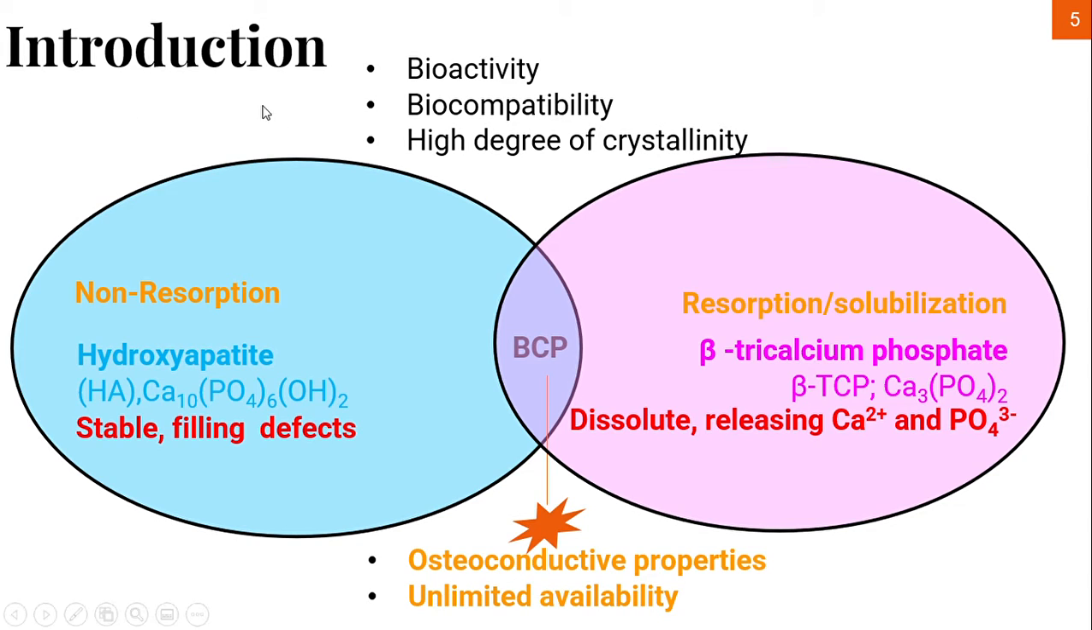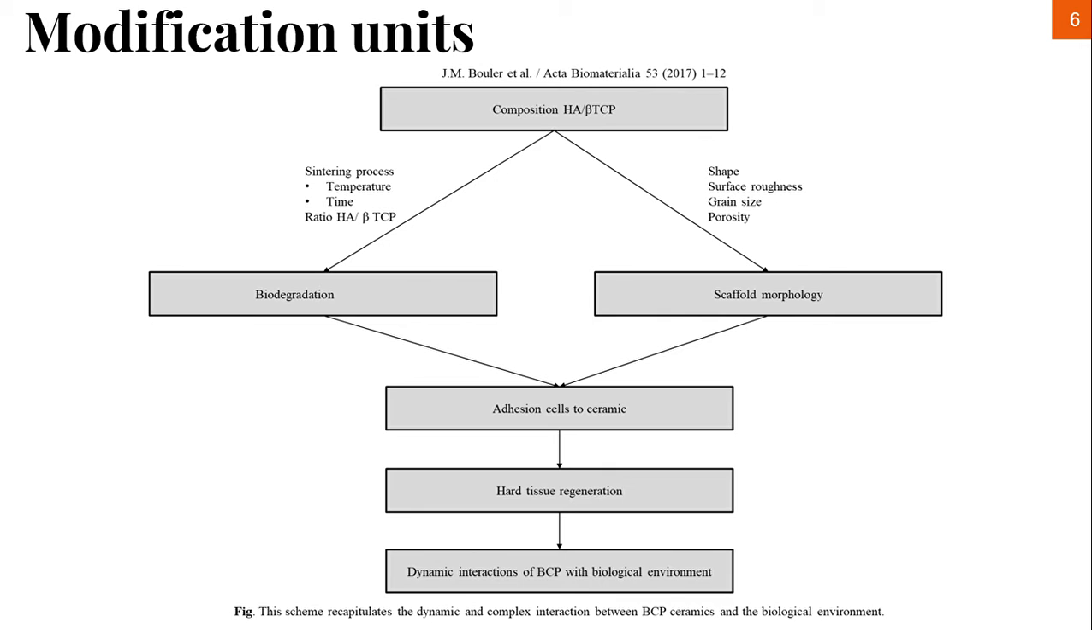In contrast, TCP is easily absorbed by the human body and can release the two ions of hard tissue, calcium and phosphate, to help tissue repair. These two compounds combine to create the compound named BCP, which has the properties of each phase. Because changing the phase of each component will change the material properties, the potential of BCP is unlimited. The commonly modified variables are shown in this diagram.